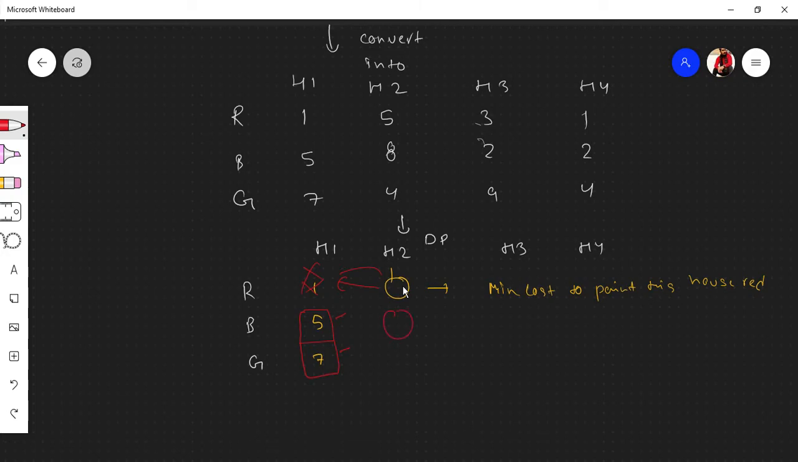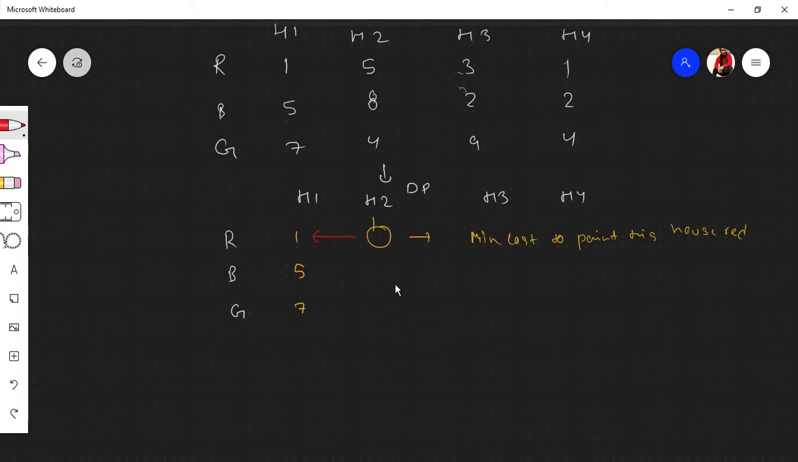Similar for all these cases also. For example, this is blue. This blue can only be painted blue when the previous house was not painted blue. So the previous house will be either painted red or green. I'll tell you in a while. So just look at this red thing. The basic condition, we understood that we cannot paint this thing red. So what we'll do is, we can paint it either blue or green, then we can paint it red. For example, this is my H1, this is my H2.